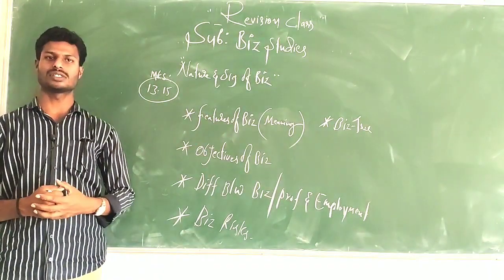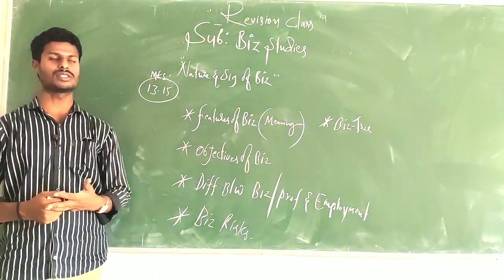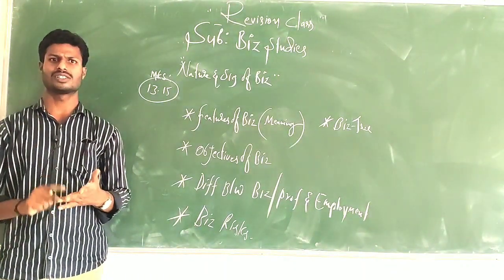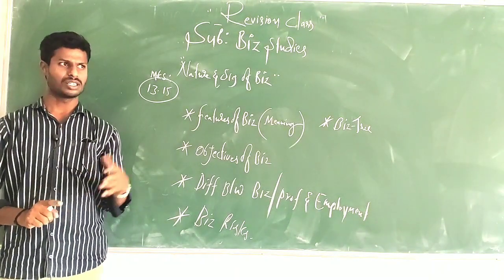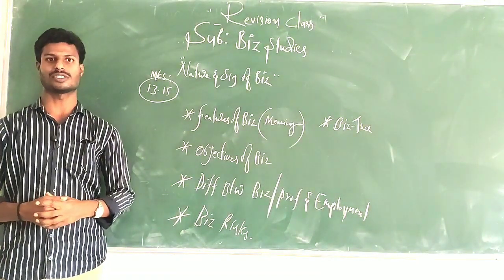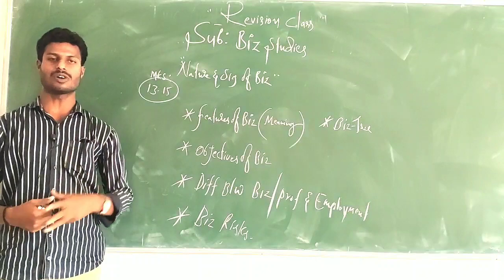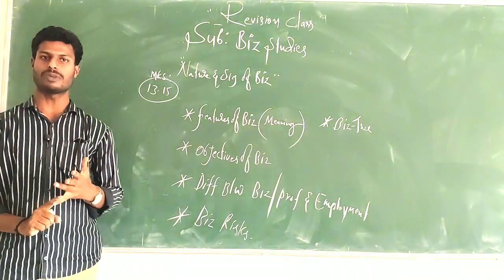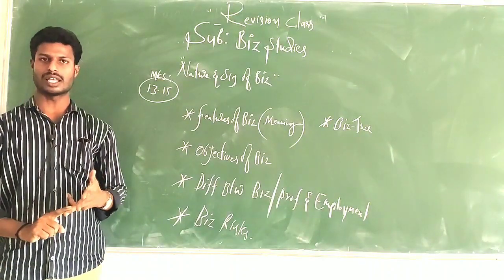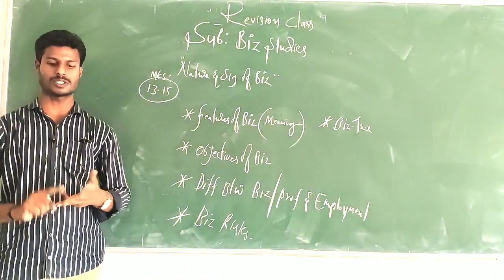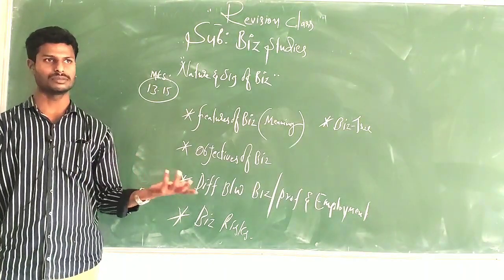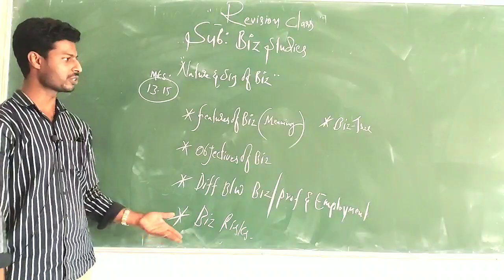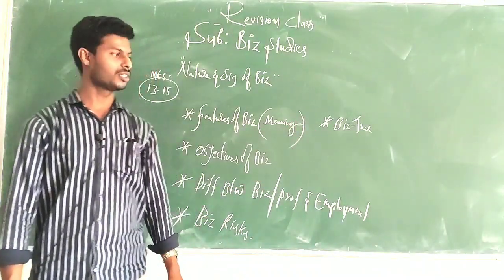Come to natural causes. In the natural causes we can mention natural calamities like earthquake, floods, tsunami, right? So all these are natural causes. So there are three causes of business risks. One is economic causes, then personal causes or the human causes. Last one is natural causes, or natural calamities.